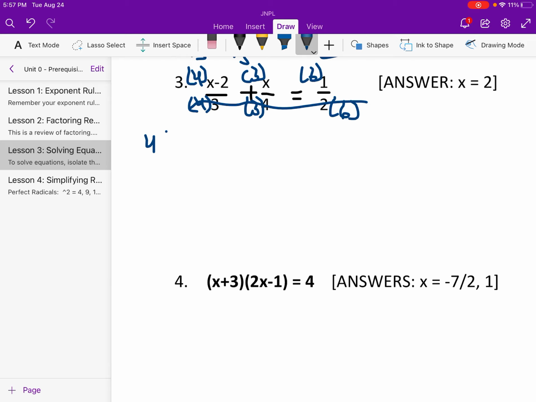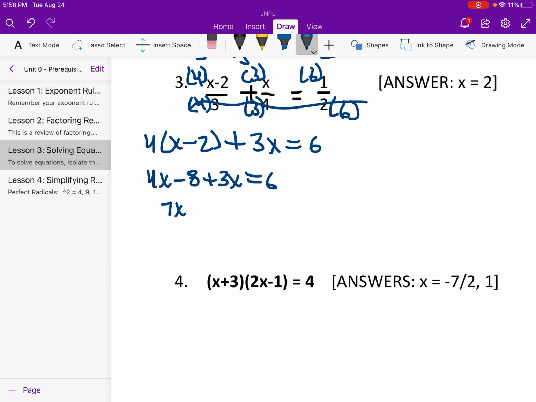So now we have 4 times x minus 2, plus, we got that plus from there, 3x. Keep in mind if this was a minus, you would need to distribute the negative. And then 6 times 1 is just 6. Now, distribute this: 4x minus 8 plus 3x equals 6. Combine the 4x and 3x, minus 8 equals 6, add 8 to both sides, divide by 7, that's your answer.